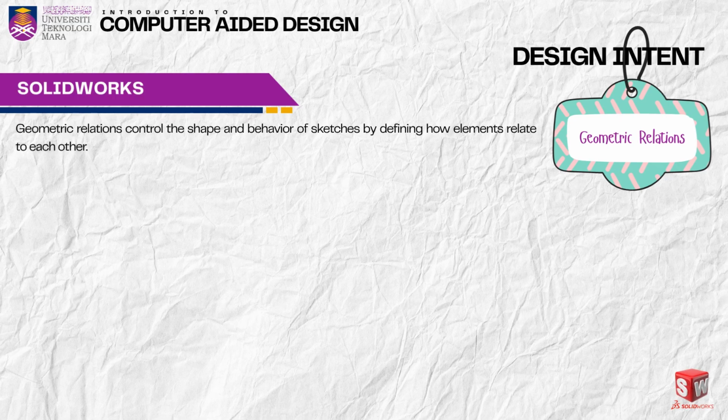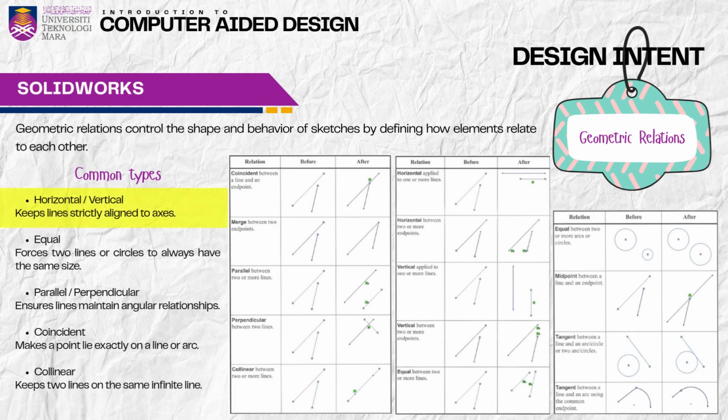intended geometry. Some of the most common types include horizontal and vertical relations. These ensure that lines stay perfectly aligned with the horizontal or vertical axes, keeping your sketches clean and precise. The equal relation is another frequently used tool. It forces two or more lines or circles to always have the same length or radius, which is very helpful when designing symmetrical or repeating features.